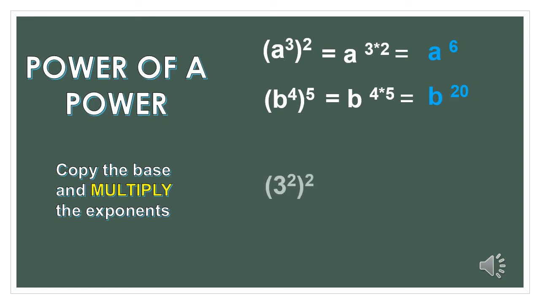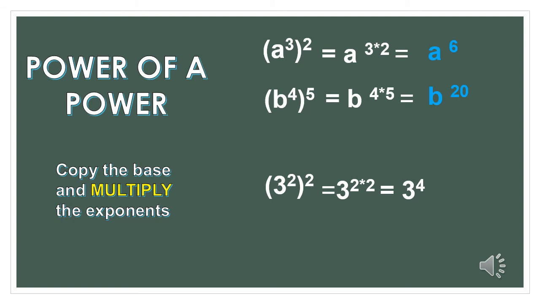Another one, we have the quantity 3 squared raised to the 2nd power. This time, our base is a number, so we're going to copy the base and multiply the exponents. So 2 times 2, that is 4. So our answer is 3 raised to the 4th power. Okay, pag ganito ang ating sagot, we have to give the value of this number. So what is 3 raised to the 4th power?